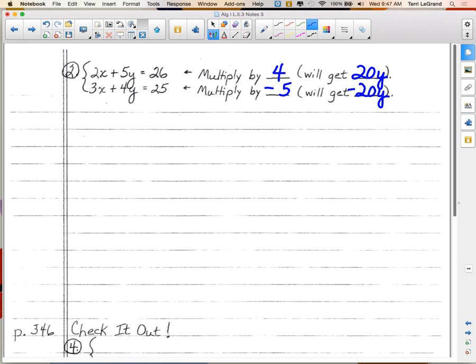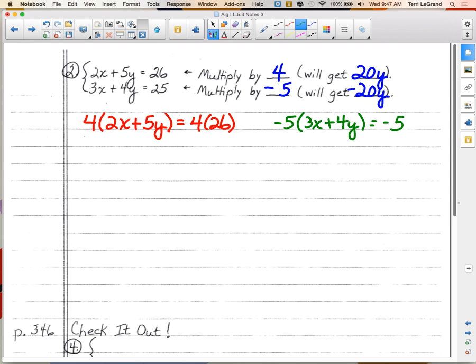So we're going to take the first equation and we're going to multiply it by 4. If you've already started doing a different one, go ahead and finish what you did. It's okay. You should all get the same answers in the end. And we're going to multiply the second one by -5. Okay, go ahead and get those renamed.